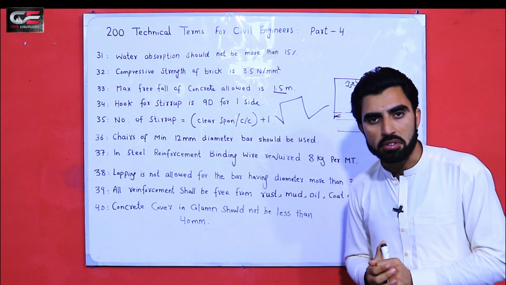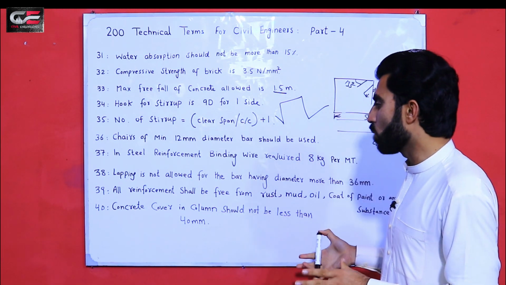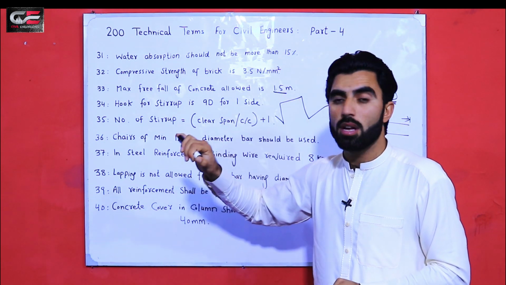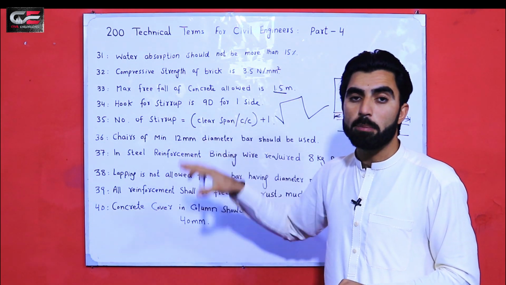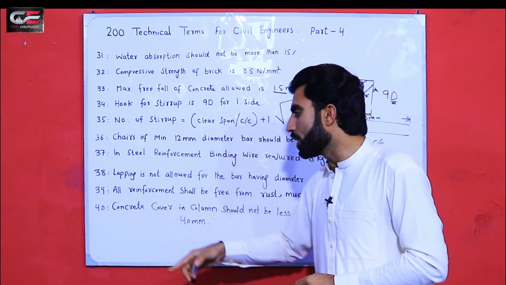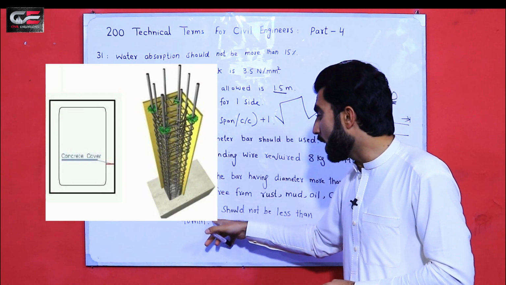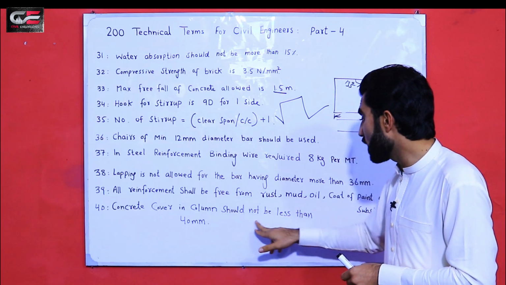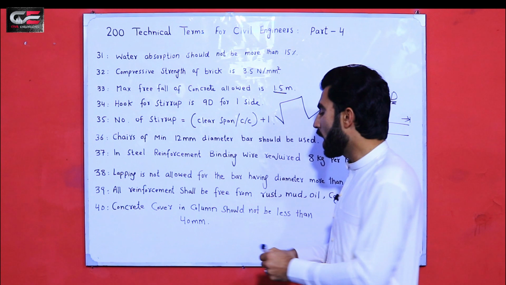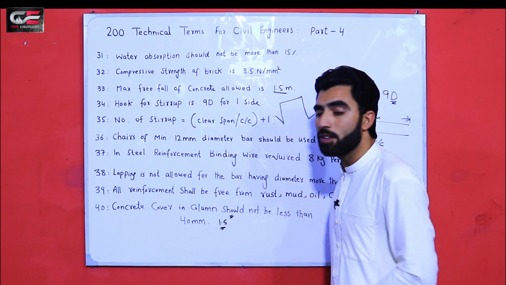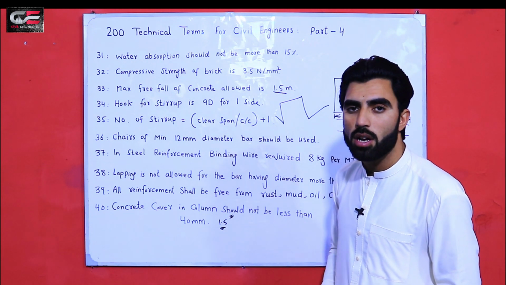The last one in part number 4, and in part 5 I will start from 41. This is the last one, term number 40, that is concrete cover in column. Concrete cover in column should not be less than 40 mm or 1.5 inch. 1.5 inch concrete cover for RCC column.